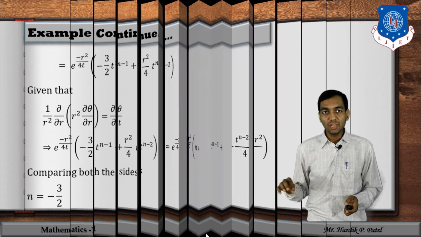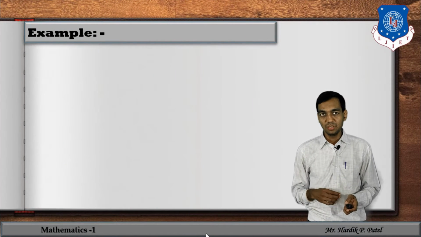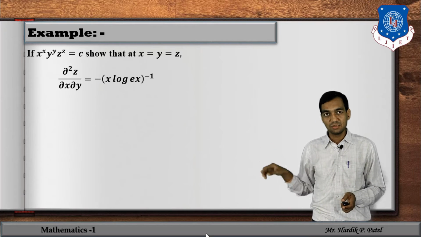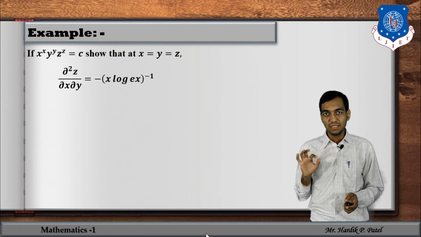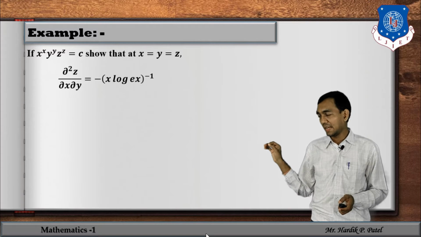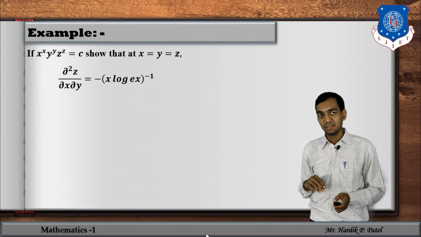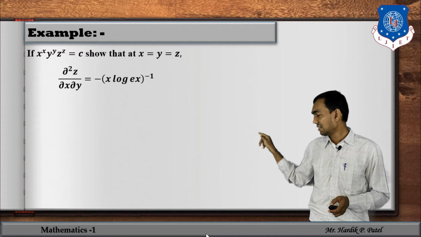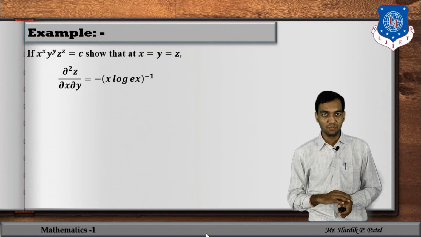Now we are going to start with another example. If x raised to x, y raised to y, z raised to z is equal to c, then show that for x is equal to y is equal to z, del square z upon del x del y is equal to minus x log x raised to minus 1.